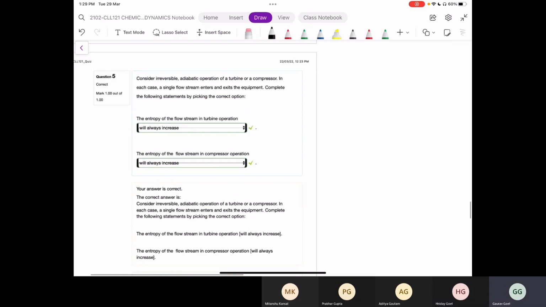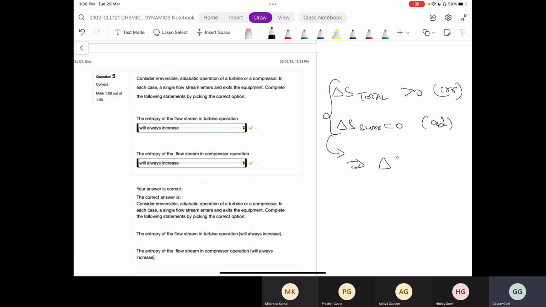Adiabatic irreversible operation. Delta S total, because it's irreversible, must be positive. Delta S of surroundings is 0 because adiabatic.